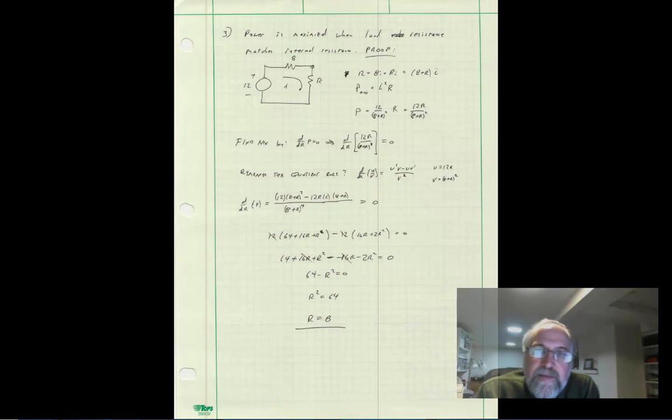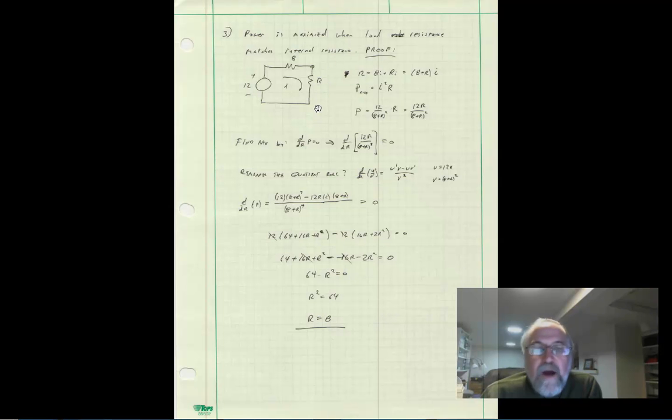In DC, impedance is the same thing as resistance. In AC, it's not, and we'll spend some time talking about that in the next couple weeks. But for this part, we'll say we match impedance by matching resistance. You maximize power transfer by choosing a load resistance of 8 ohms. Let's prove that real quickly mathematically.